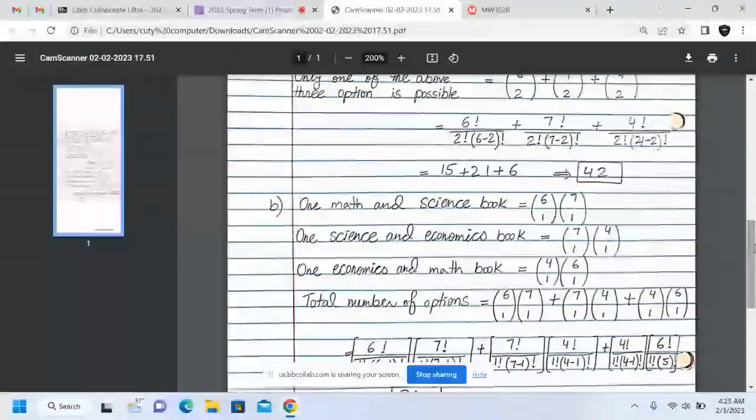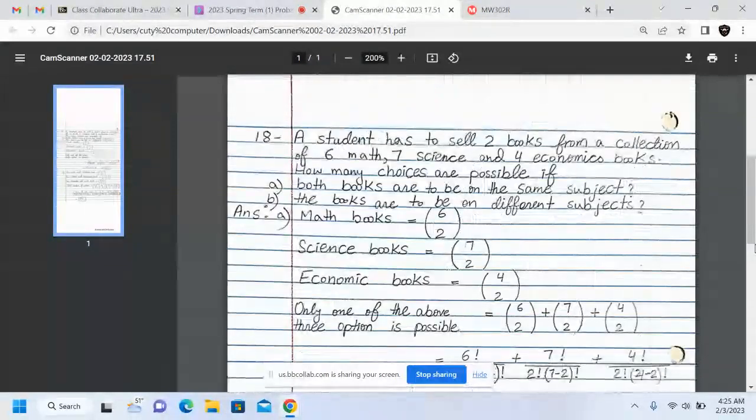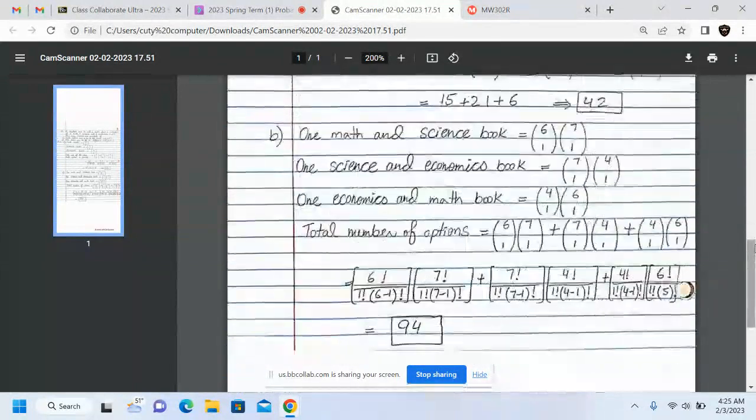Thank you. For part B, the question is the books are to be on different subjects. Then we have to choose different books, a combination of books from different subjects.